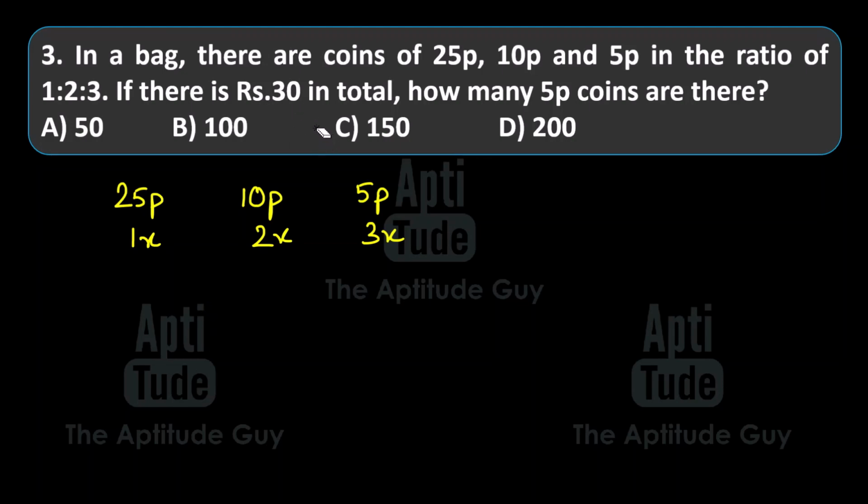Now a lot of people, what they do is they simply do, we have to find the number of 5 paise coins. So they simply do 3 because 5 paise coins is 3x. So they do 3 by 6, 6 because 1 plus 2 plus 3. So 3 by 6 into the total, that is 30 rupees. Now when they do this, they get 15, and then they look at the options and then they see 150 is there, so that is the correct answer.